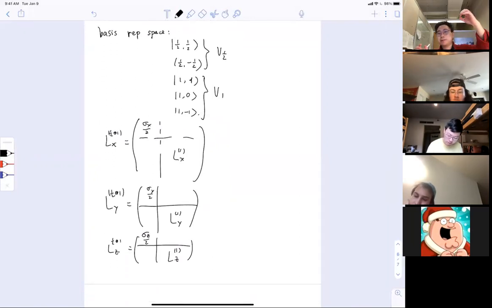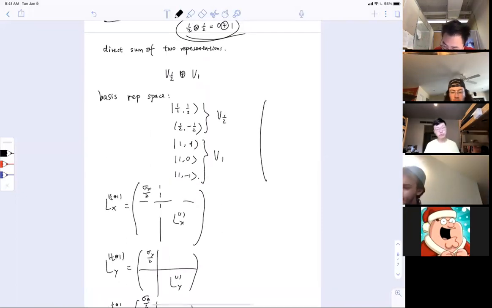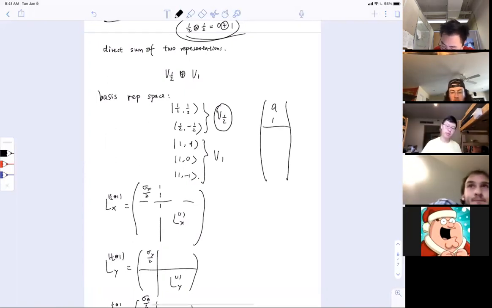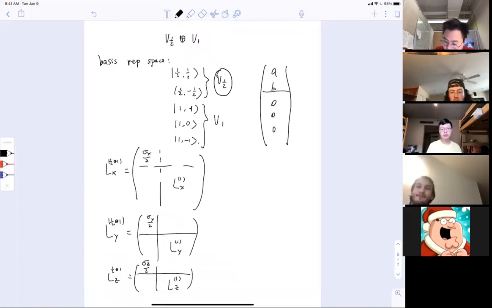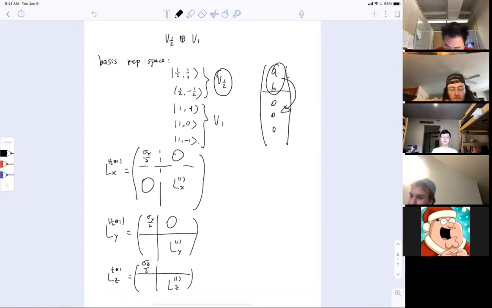Basically, just put those two representations together, and they transform separately. So if I have some physical state, and the initial state stays in this V1/2 space, then under rotation, this guy will still stay in that subspace, right? It will not jump to this spin 1 space. They will not mix because the off diagonal elements here are always 0.